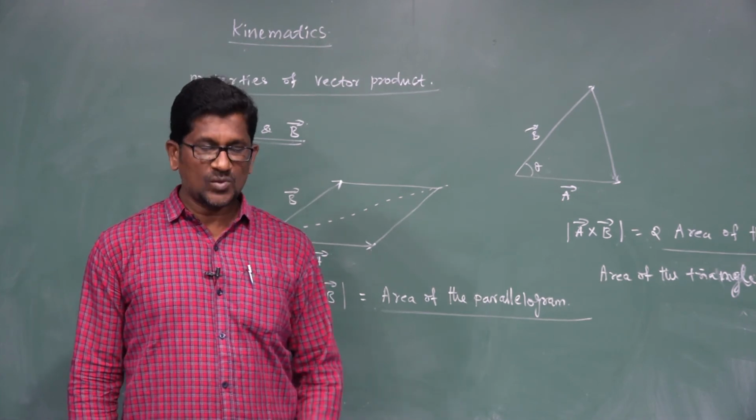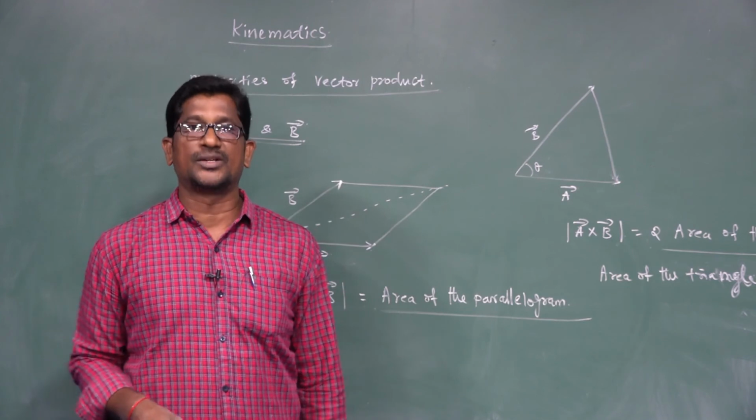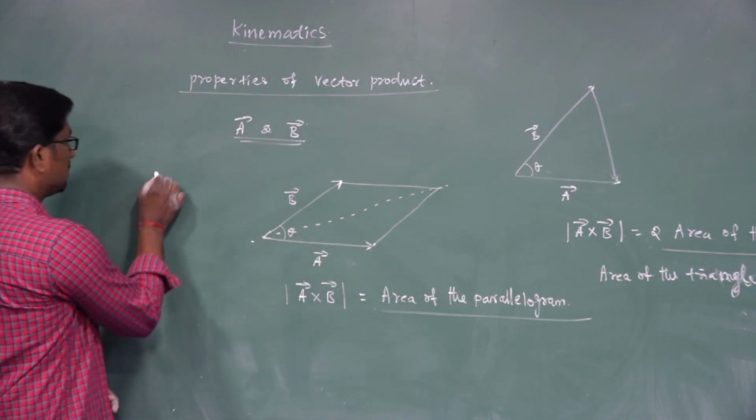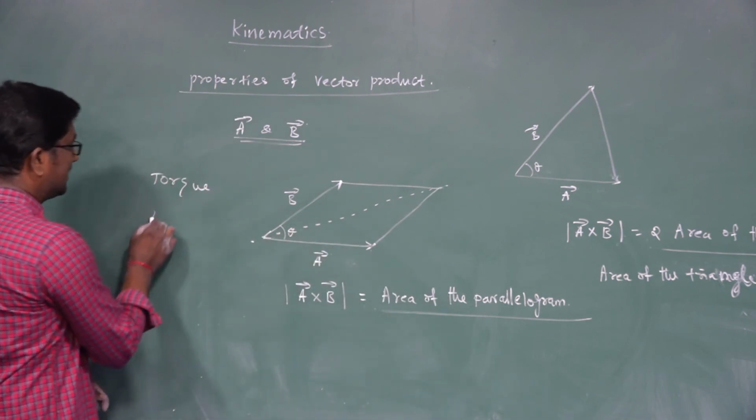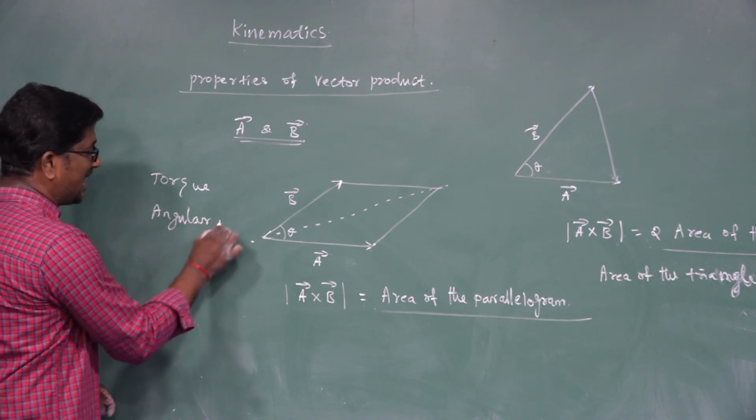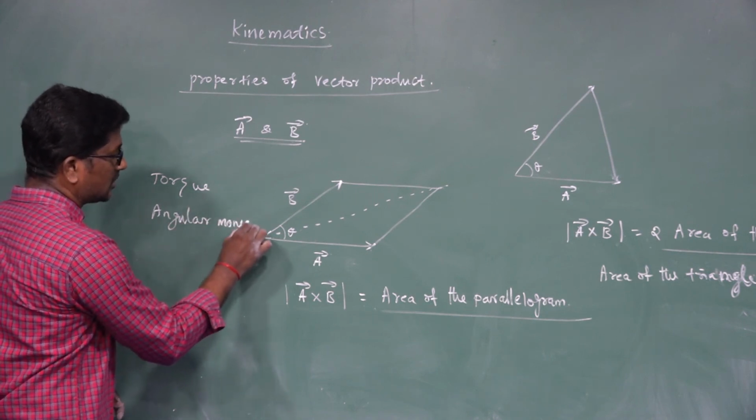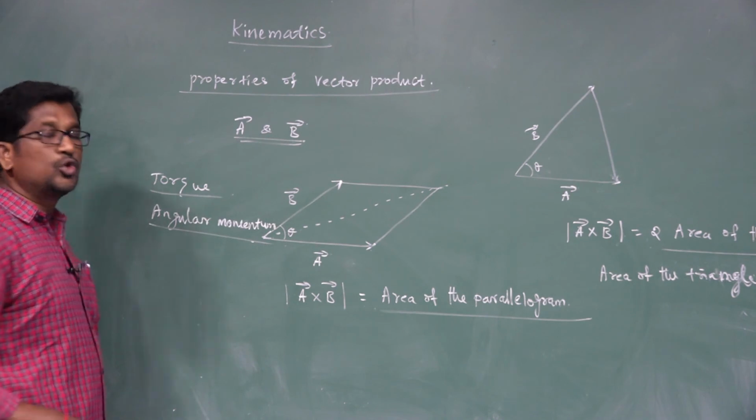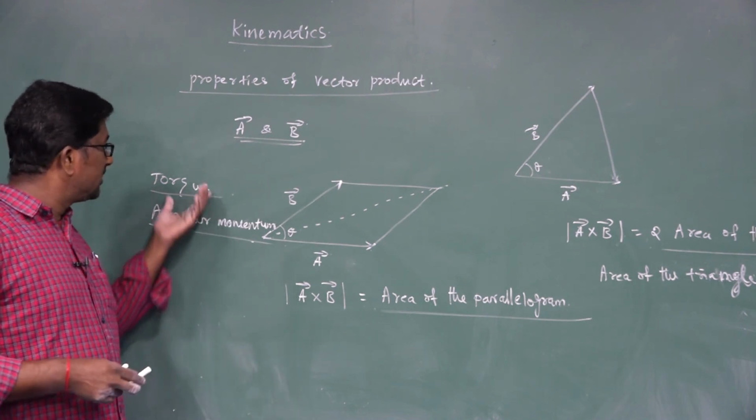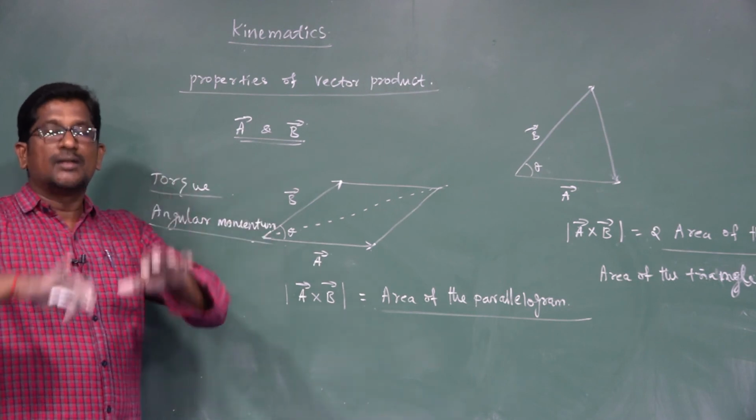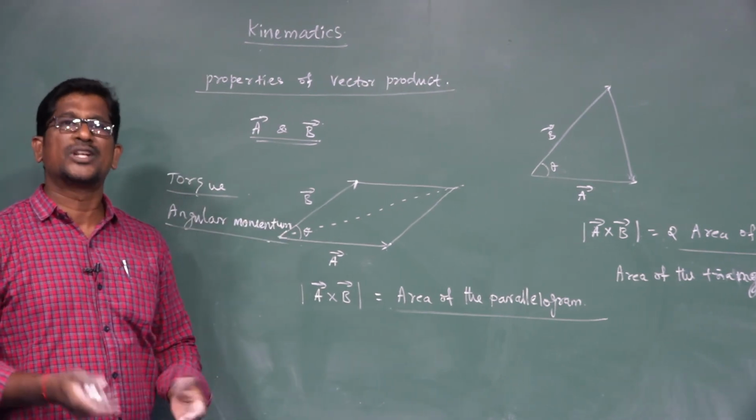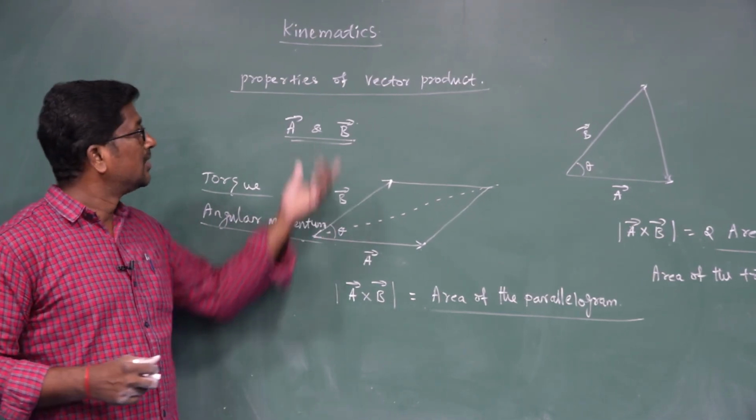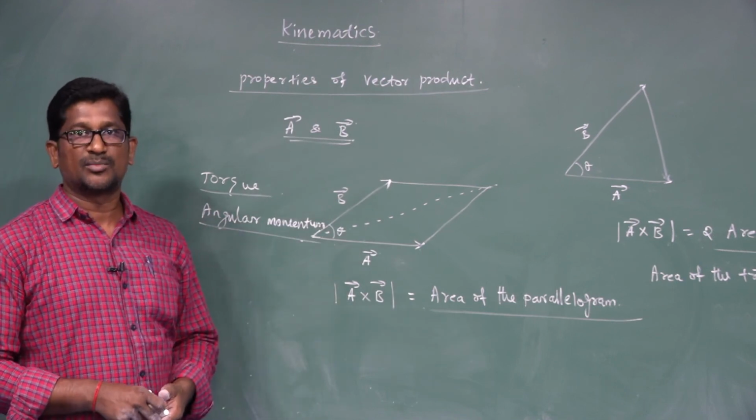And one more thing, while dealing with rotational motion, the familiar physical quantities are torque and angular momentum. These are the two important physical quantities. Mostly these two physical quantities are dealt with when we are talking about rotational motion or rotational effects. These physical quantities are generally represented by the vector product or cross product.